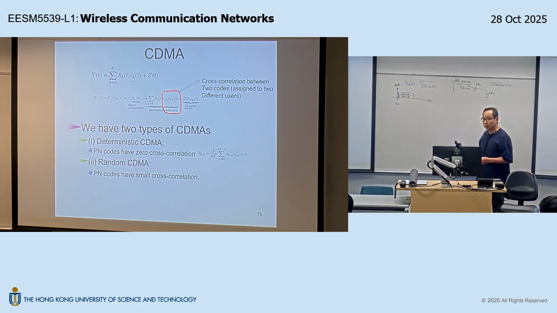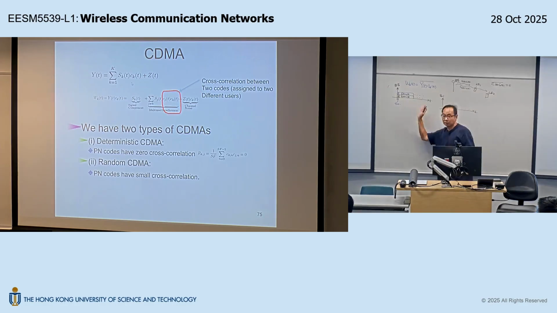Now, when this happens, let's look at the timing for UE1. This is receiver 1, and this is time. You will have some propagation delay, so this will be the timing. Let's say S1(t minus tau 1), C1(t minus tau 1).